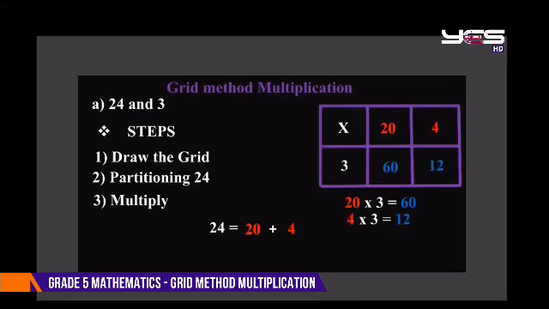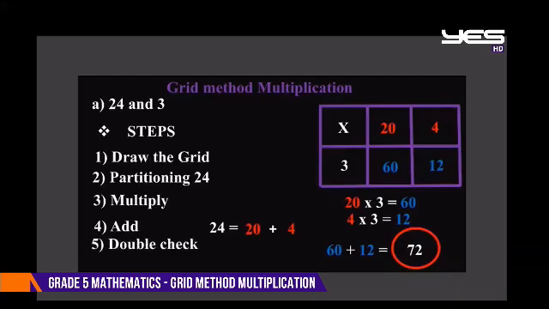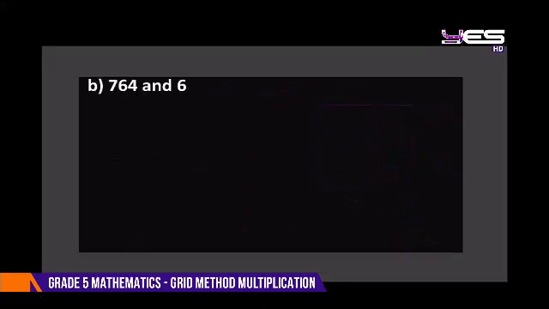The next step that you need to follow is you need to add the answers which you have got. That is 60 plus 12. Your answer is 72. So when 24 is multiplied by 3, the product is 72. After doing each number, you need to double check to see if your answers are correct. Okay? Okay, look at this example, children.